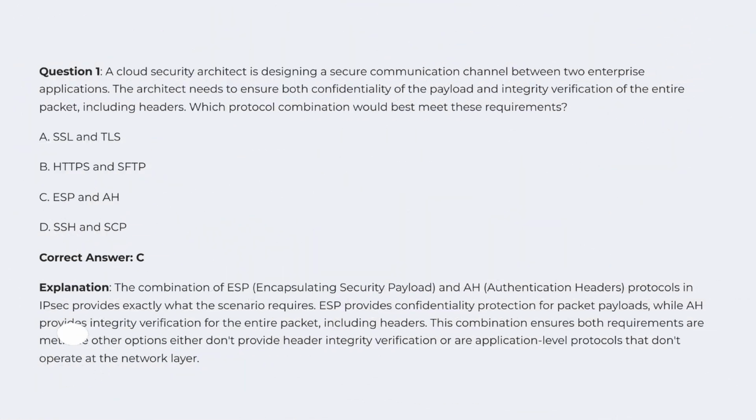Correct answer, C. Explanation. The combination of ESP, Encapsulating Security Payload, and AH, Authentication Header, protocols in IPsec provides exactly what the scenario requires. ESP provides confidentiality protection for packet payloads, while AH provides integrity verification for the entire packet, including headers. This combination ensures both requirements are met. The other options either don't provide header integrity verification or are application-level protocols that don't operate at the network layer.